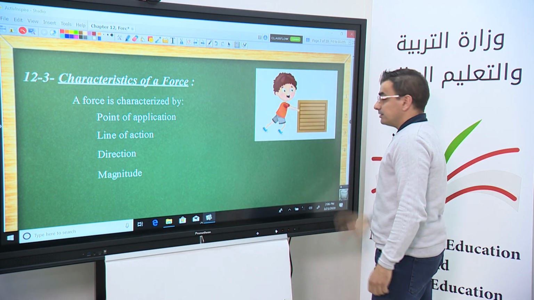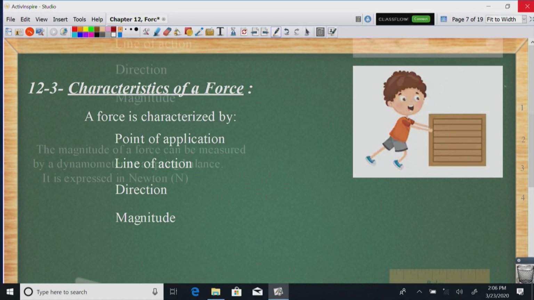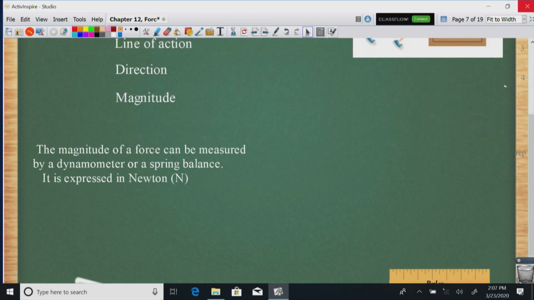Last but not least is the magnitude or the value of the force. So how much effort is applied on the box. How much of a push am I applying. That's what we call the magnitude. To talk about the magnitude, it might be given in the problem, or we might be given a tool so we can measure it.